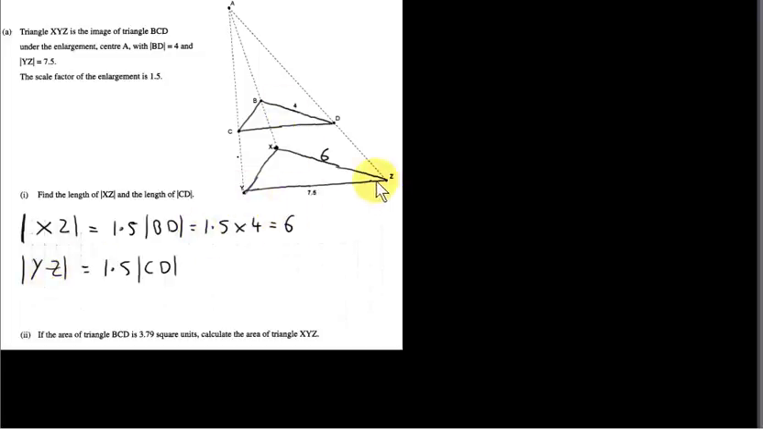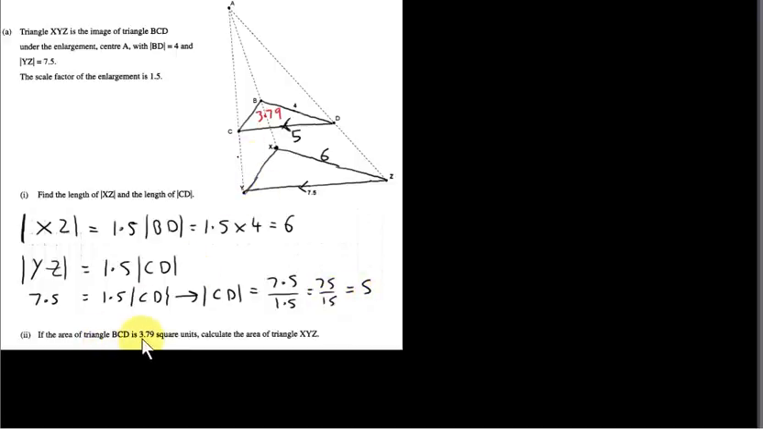Also YZ, which is 7.5, is going to be 1.5 times CD. So YZ and CD are also parallel lines. So to find CD, we just take 7.5 and divide by 1.5. Well, that's just 75 divided by 15. That's 5.